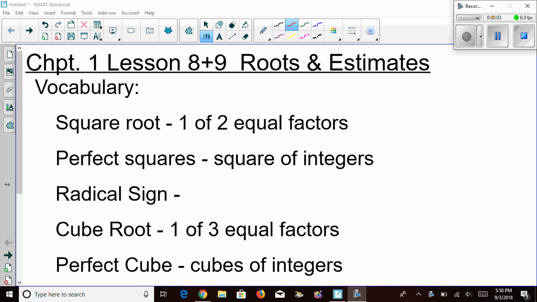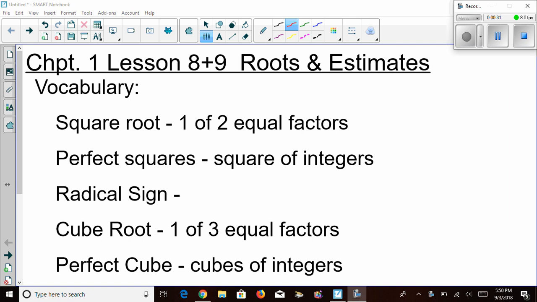In today's video, we're going to combine two lessons together. We're going to look at Lesson 8 and Lesson 9 on roots and how to estimate roots. Let's go ahead and start off with our vocabulary. There's quite a few pieces to this lesson, but once we get into the actual examples, it goes really quick.